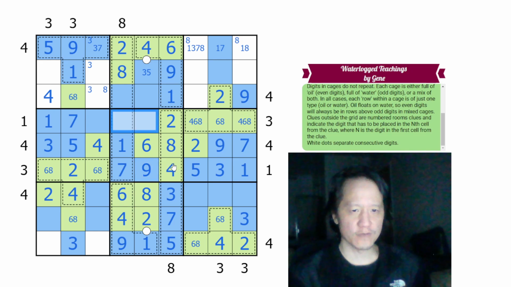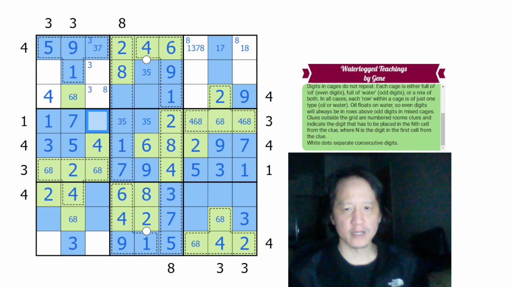This has to be 3 and 5. And this is 3 and 5. This is 3 and 5. This has to be 9 then. So what is in this box? It can't be any of the numbers that are already shown, and it can't be 3 and 5 because of the pair, so this is 7, which makes this 3 or 5.